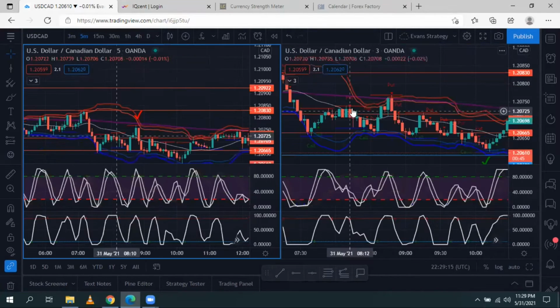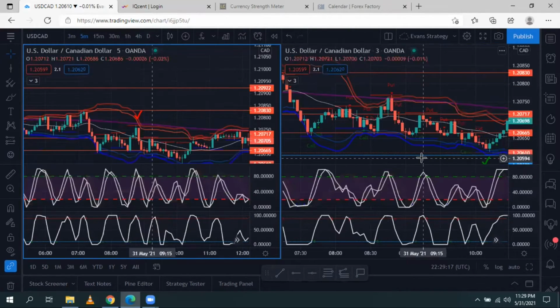But let me explain the scaling in perfectly. So now what we call the scaling in is this.